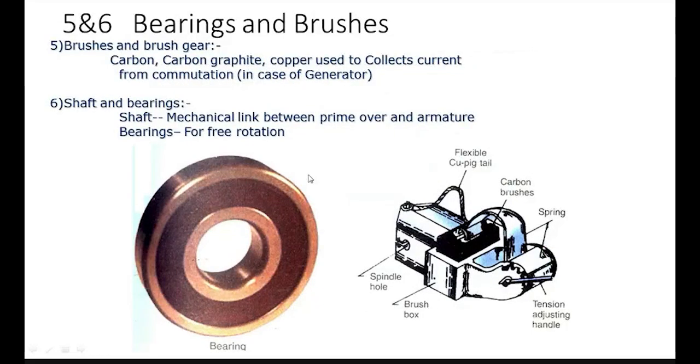The next one is the brushes and brush gear. Carbon graphite or copper is used to collect the current from the commutator in case of a generator. In case of a motor, it is used to supply the current through the carbon to the armature winding. Next one is shaft and bearing. The shaft is the mechanical link between the prime mover and the armature. Bearings are for free rotation.